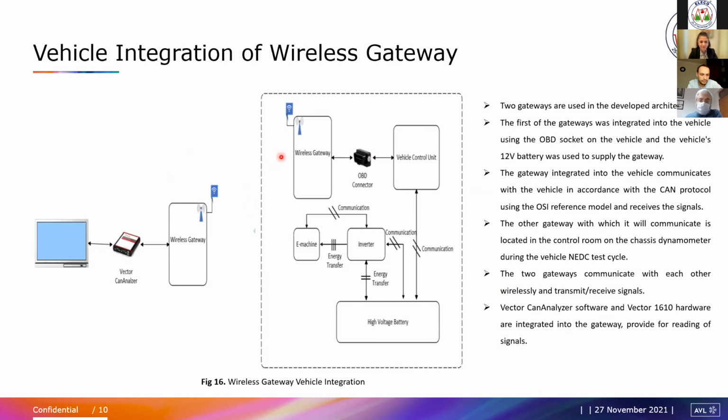About the integration part, the right-hand side shows the vehicle, and the main idea is to integrate the wireless gateway into the vehicle by using the OBD connector, so we can communicate with these control units through the wireless gateway. Outside of the vehicle, we have a control room with another wireless gateway, and our aim is to receive and transmit data wirelessly between the 2 wireless gateways and control the vehicle from the computer.